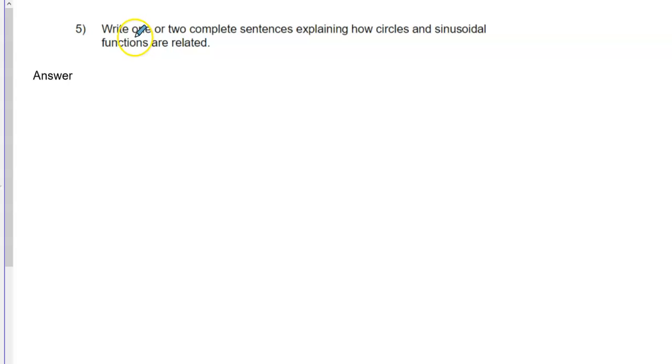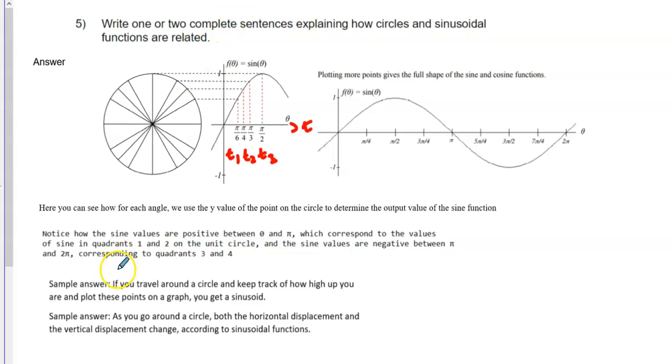Write 1 or 2 complete sentences explaining how circles and sinusoidal functions are related. I want you to pause the video and try your hands at it, and we will take it together. Now your answers to this question are going to vary, but sample answers are that if you travel around a circle and keep track of how high up you are and plot these points on a graph, you get a sinusoid. So when we looked at the vertical positions, we got a sinusoid.